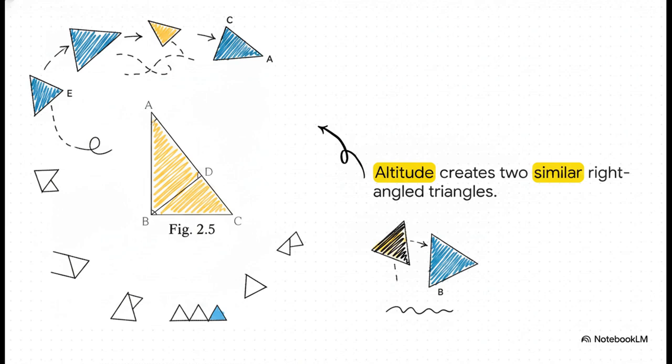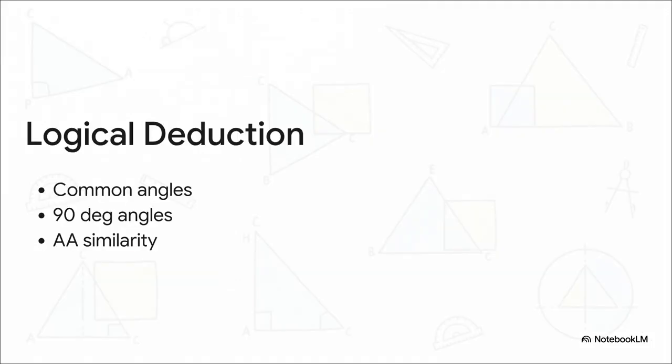The geometric theorem tells us that drawing this single altitude creates two smaller right-angled triangles, triangle ADB and triangle BDC. The truly amazing part is that both of these smaller triangles are mathematically similar to the original large triangle, and because of that, they are similar to each other. Let's systematically break down the logic of this into 4 easy steps.